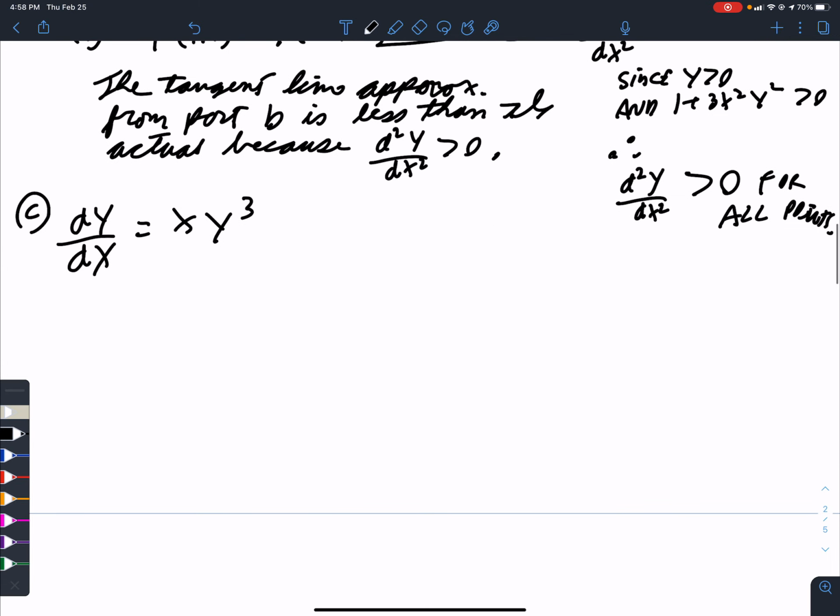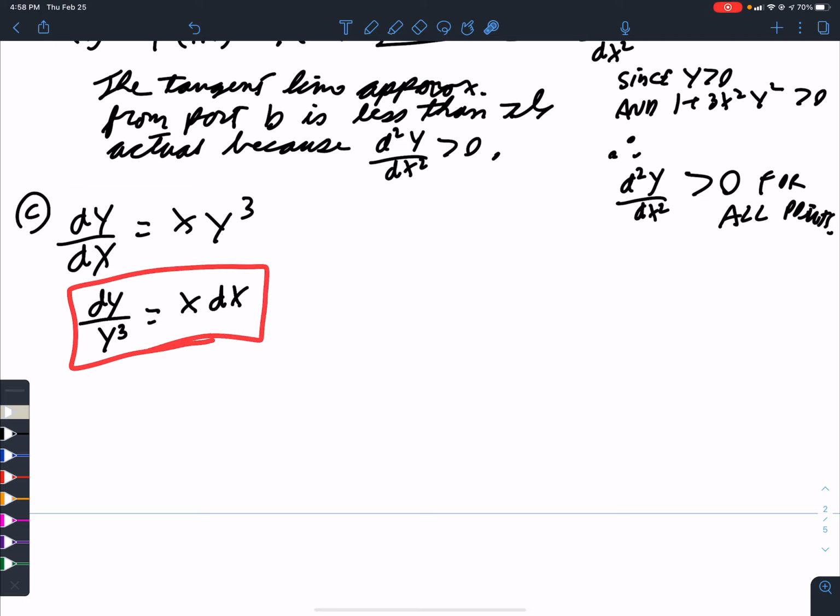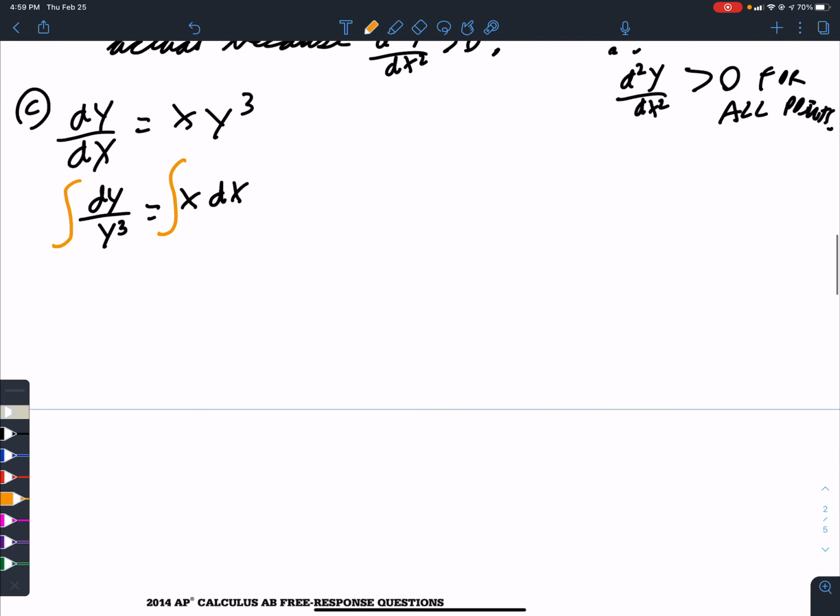So step 1, divide both sides by y cubed and multiply both sides by dx. So you would actually get a point on the AP test for separating these variables to look like that. First step. Step 2 is you would integrate both sides. So I'm going to rewrite this. Actually, I'm going to move that y to the top. Y to the negative 3 dy equals the integral of x dx.